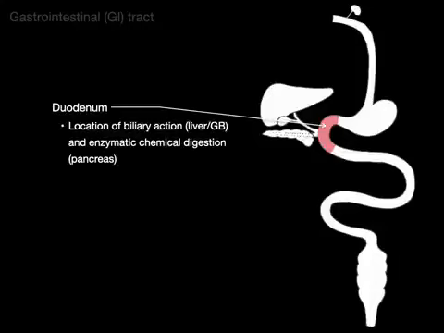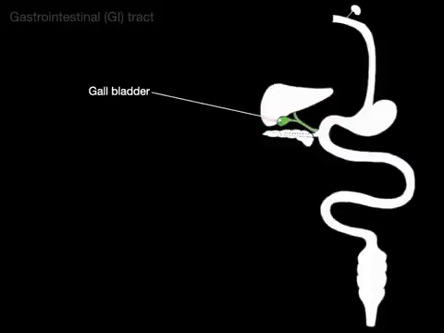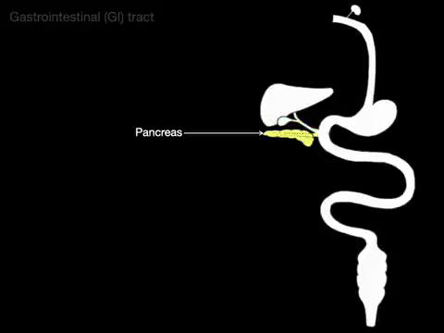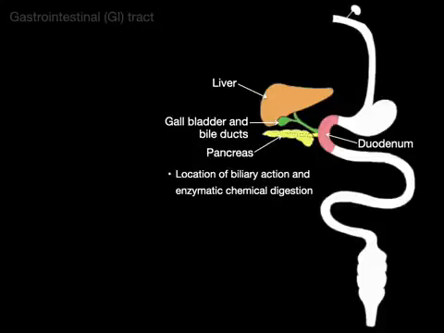This is the location of biliary action and the enzymatic chemical digestion from the pancreas. So the liver filters the blood but also produces bile, where it's stored in the gallbladder and concentrated, and that's where the bile emulsifies fat. The pancreas produces and secretes digestive enzymes into the duodenum. So the liver, the gallbladder, and the pancreas all dump their products into the duodenum, which is the location of biliary action and enzymatic chemical digestion.